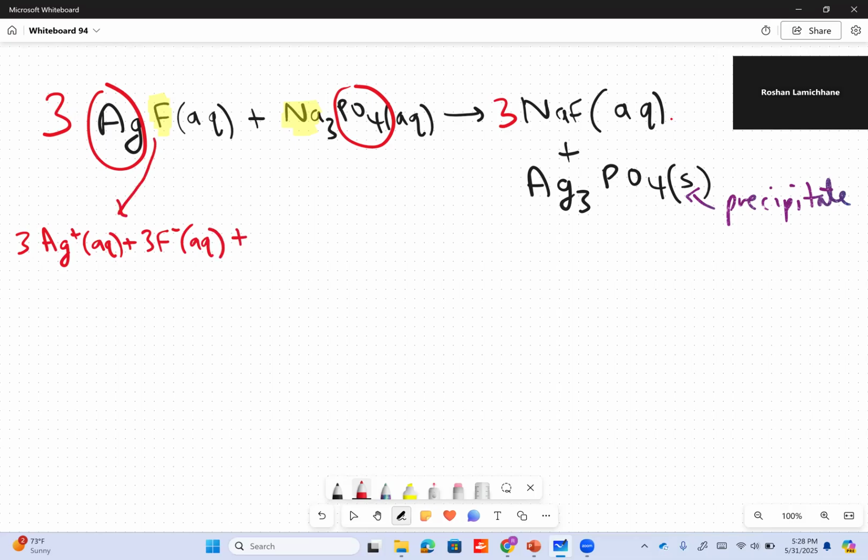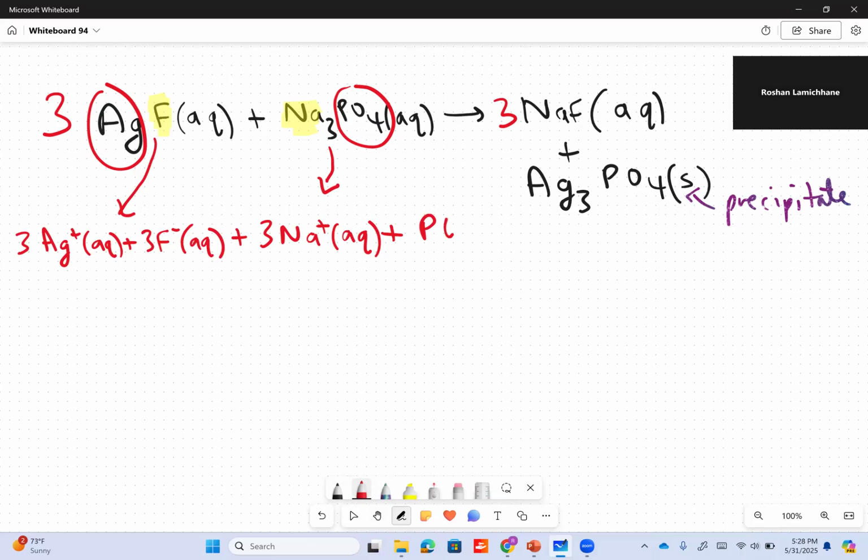This is what it breaks apart into, plus I have sodium phosphate, right? I need 3 of this sodium to balance it out. This part is where the students struggle, as to why I have 3 in front, right? Because remember, I have to balance out the number of atoms. That is why I have a numerical coefficient of 3 in front of that sodium ion.